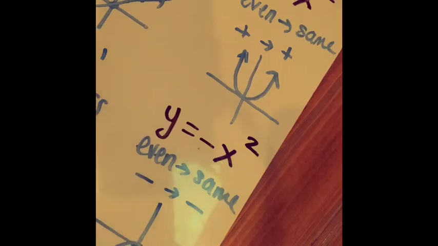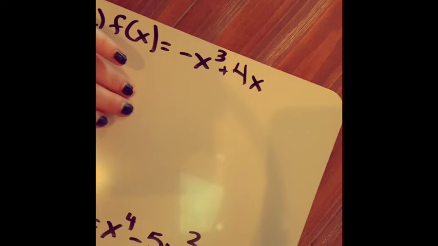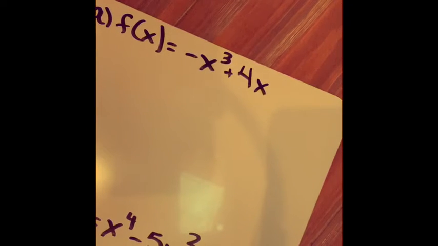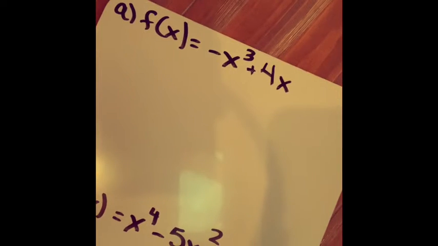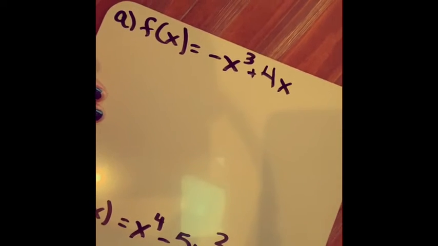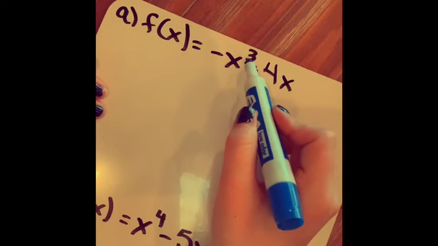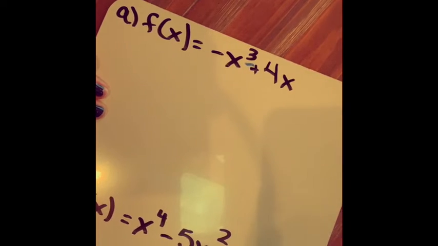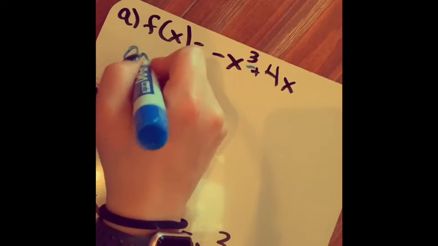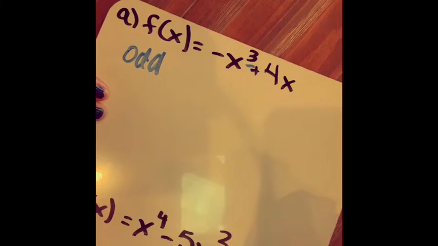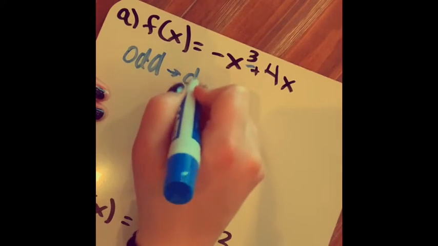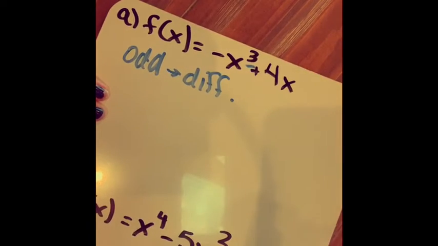Okay? Let's get into higher order polynomials. So when the exponents are higher. So if we look at something like this here, we have negative x to the third, and then plus 4x. So something like this, we always start by looking at the leading coefficient as well as the degree of the polynomial. Well, sorry, the exponent here is 3. That's the highest exponent. 3 is an odd number, right? Well, if it's odd, that means they're going to be different directions.